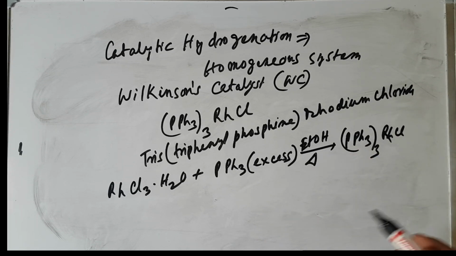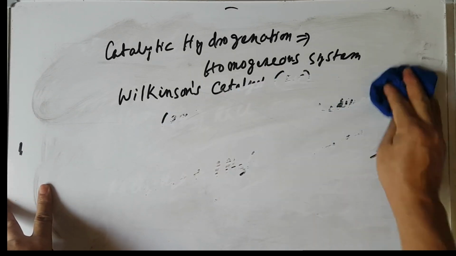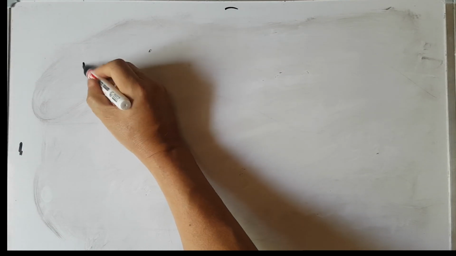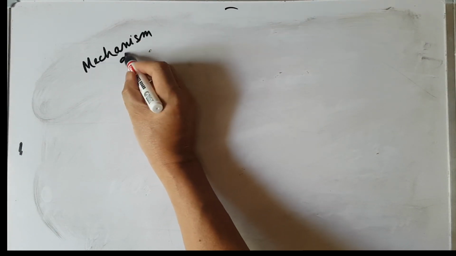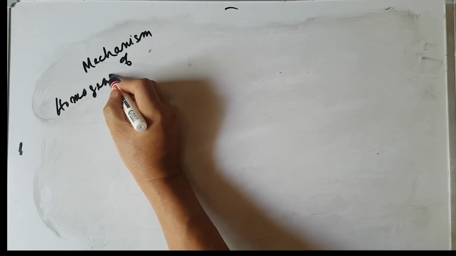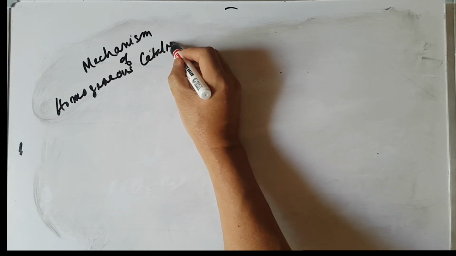The Wilkinson catalyst is mostly used for hydrogenation of olefinic compounds. So let us see the mechanism, how it takes place. Let's see the mechanism of Wilkinson catalyst hydrogenation, the mechanism of homogeneous catalytic hydrogenation.